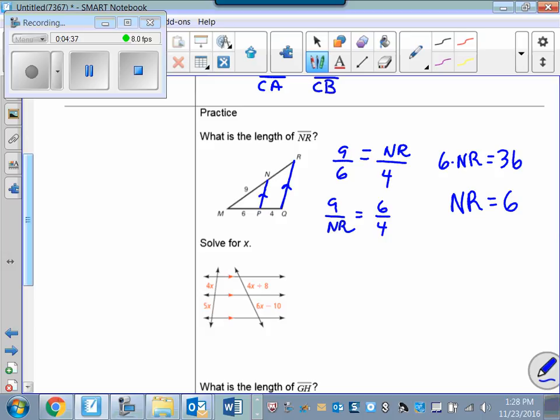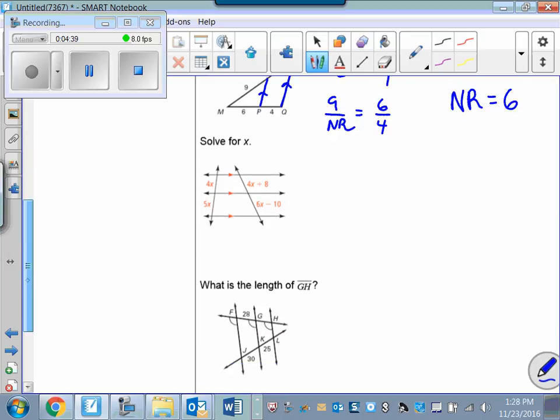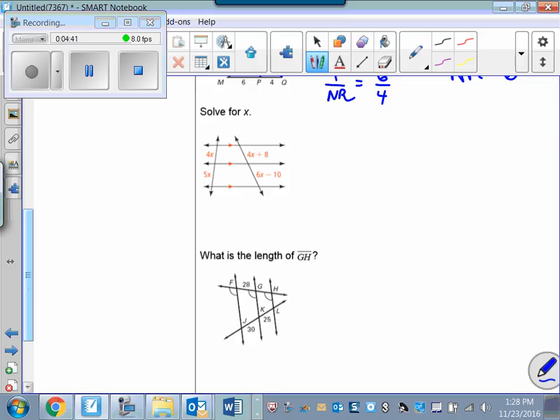Side splitter theorem. Okay, here's the corollary to the side splitter theorem. How do I know I can use it? Because these three lines are parallel. They have to be parallel. So you wouldn't know that you could use that corollary if you didn't have these markings on there. So what do I know? I know that 4x is to 5x as 4x plus 8 is to 6x minus 10.